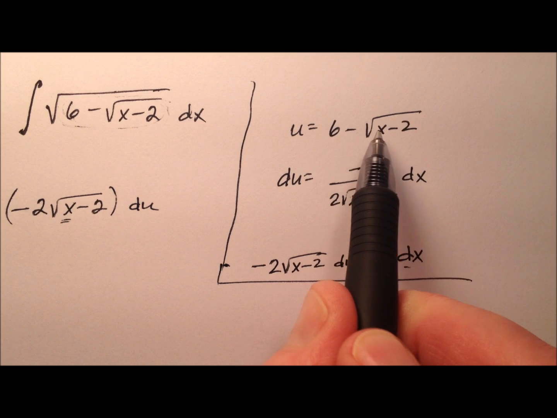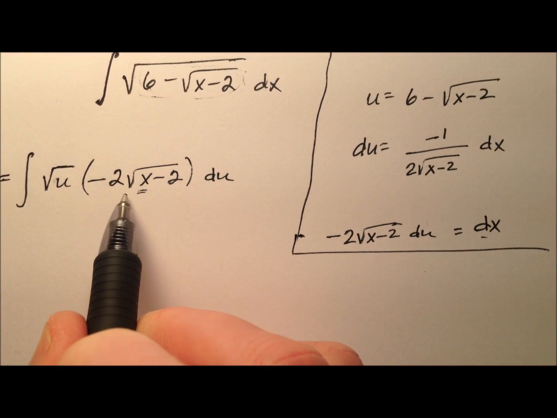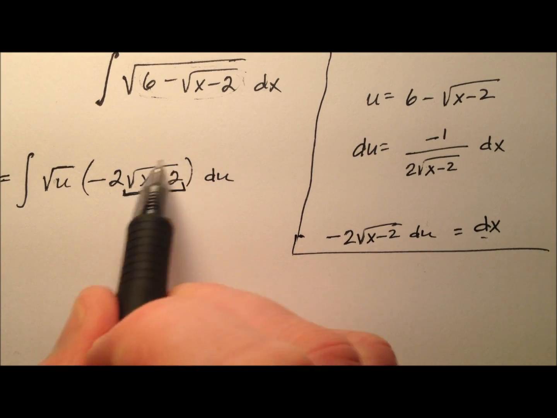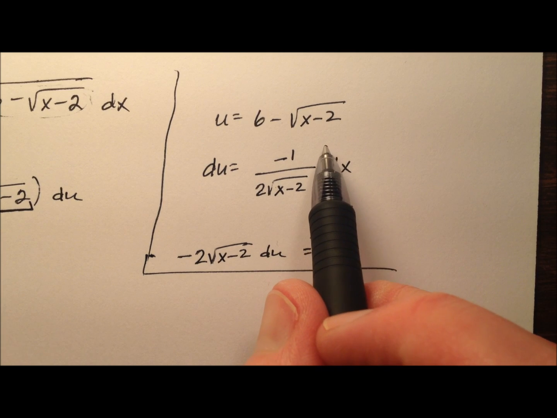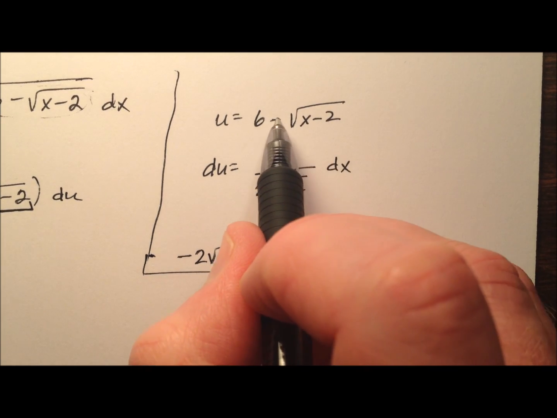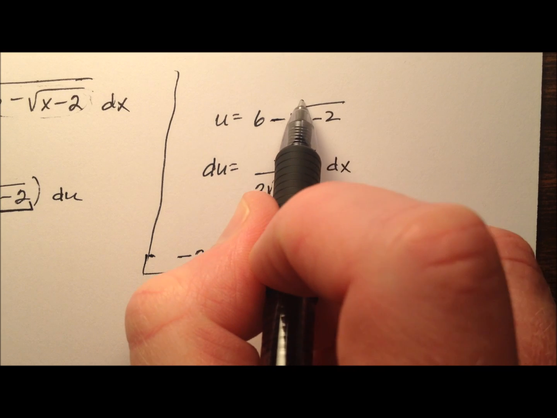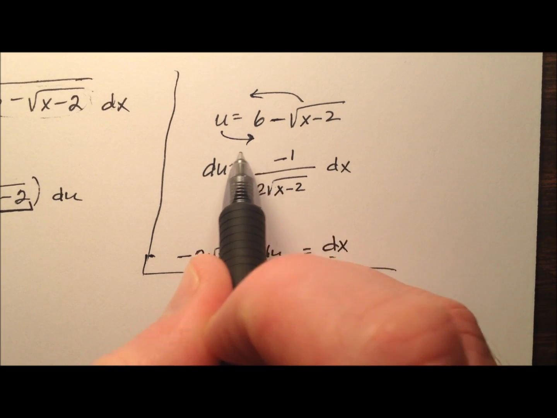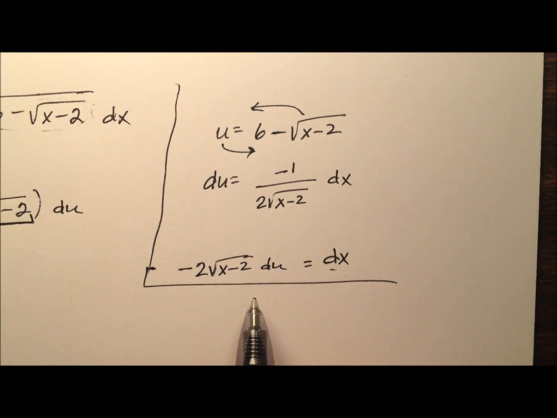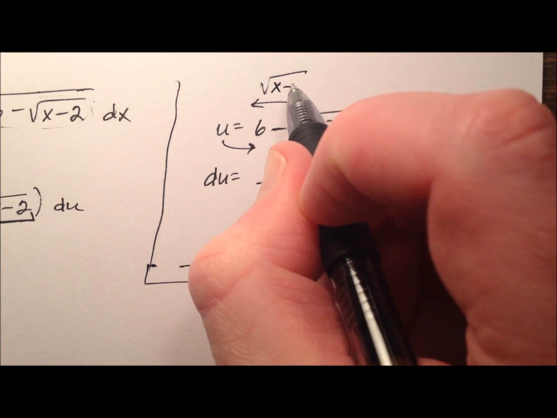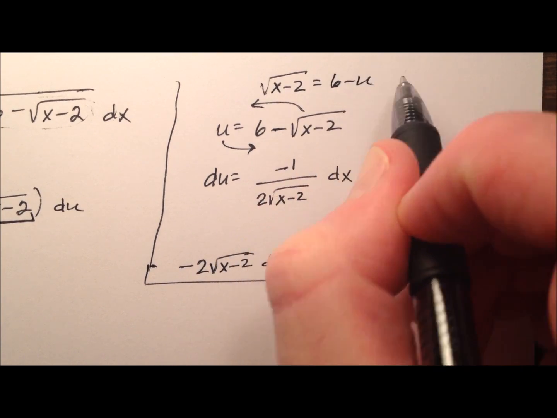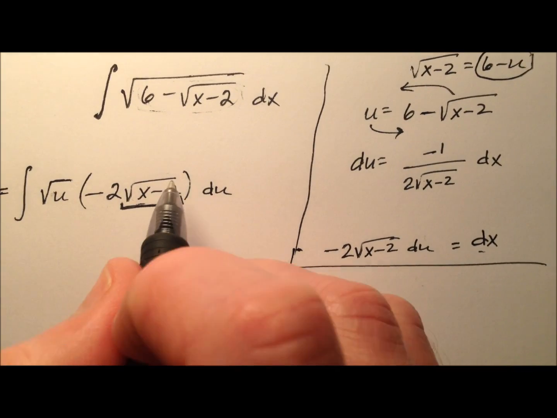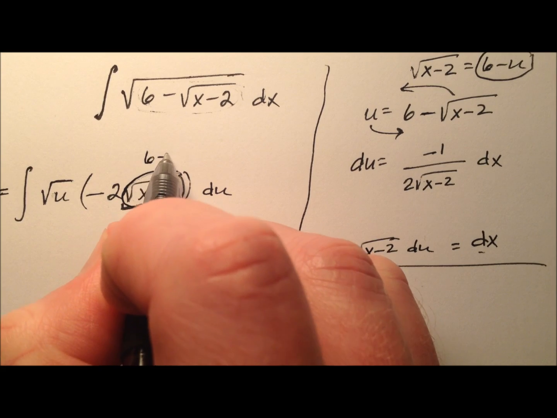u equaled 6 minus the square root of x minus 2. So let's go ahead and solve that for the square root of x minus 2, and then we can substitute that. And that'll be in terms of u then. So this is a negative square root of x minus 2, so let's shuffle that over to the left side where it'll be positive, and then let's bring that u to the right side where it'll end up being negative. So I have the square root of x minus 2 equals 6 minus u. So this 6 minus u I can now plug in right here.